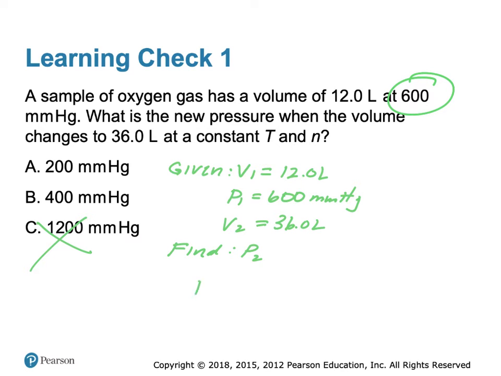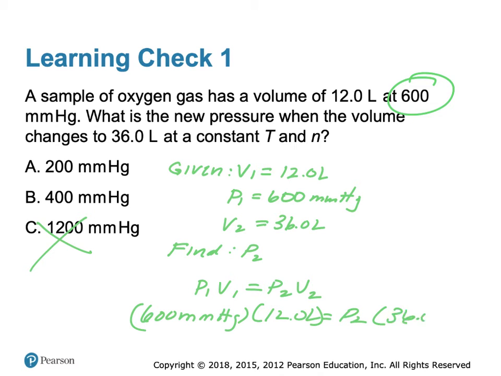So our calculation is P1 V1 equals P2 V2, so that we have 600 millimeters of mercury times 12 liters equals P2 times 36 liters. And our answer is 200 millimeters of mercury.